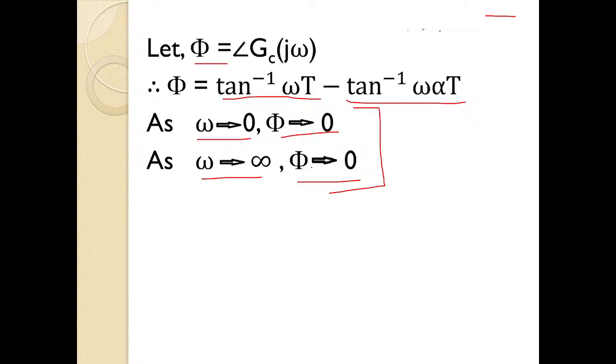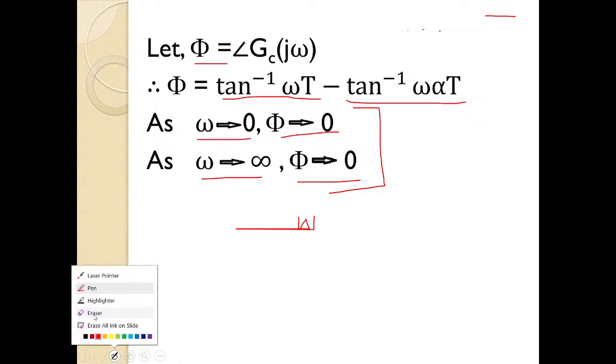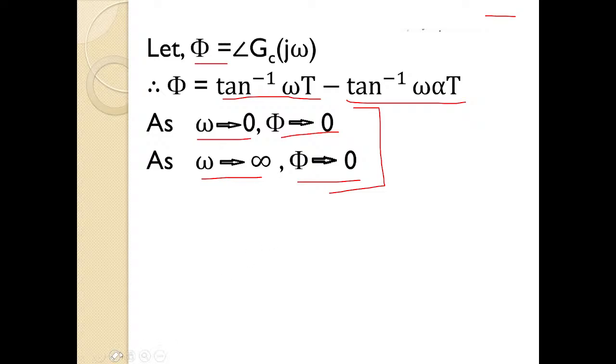At omega equal to some omega m, substitute instead of omega, 1 by t, and t will be cancelled. Here also, instead of omega, substitute alpha t; alpha t will be cancelled, and you will get tan inverse of 1. I can show you in the plot. When omega equal to omega m, the phase will gradually increase till omega reaches its omega m value.